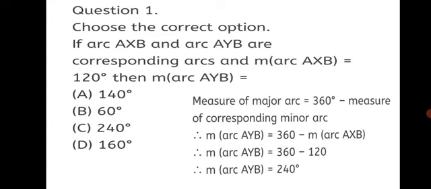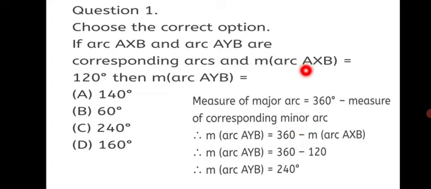Measure of the major arc is equal to 360 minus measure of corresponding minor arc. This is another formula which you have to keep in mind, that measure of major arc is equal to 360 minus measure of corresponding minor arc. So which is the major arc? Arc AYB, which we have to find out. So major arc AYB is equal to 360 minus, which is the minor arc?